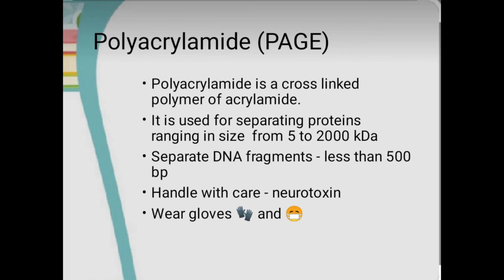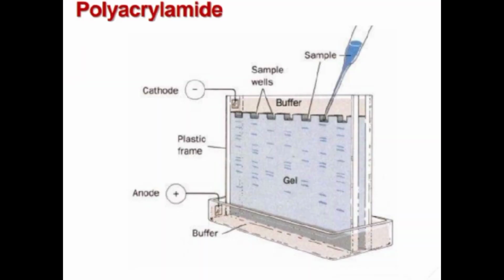Now we will see the polyacrylamide. What is polyacrylamide? Polyacrylamide is a cross-linked polymer of acrylamide. It is used for separating proteins ranging in size from 5 to 2000 kDa. With this technique we separate small fragments of DNA which are less than 500 bp. Polyacrylamide is a potent neurotoxin and should be handled with care. Wear disposable gloves when handling solutions of acrylamide and wear a mask when weighing out powder. Friends, this diagram represents the polyacrylamide gel. Like the agarose gel, this is also similar.